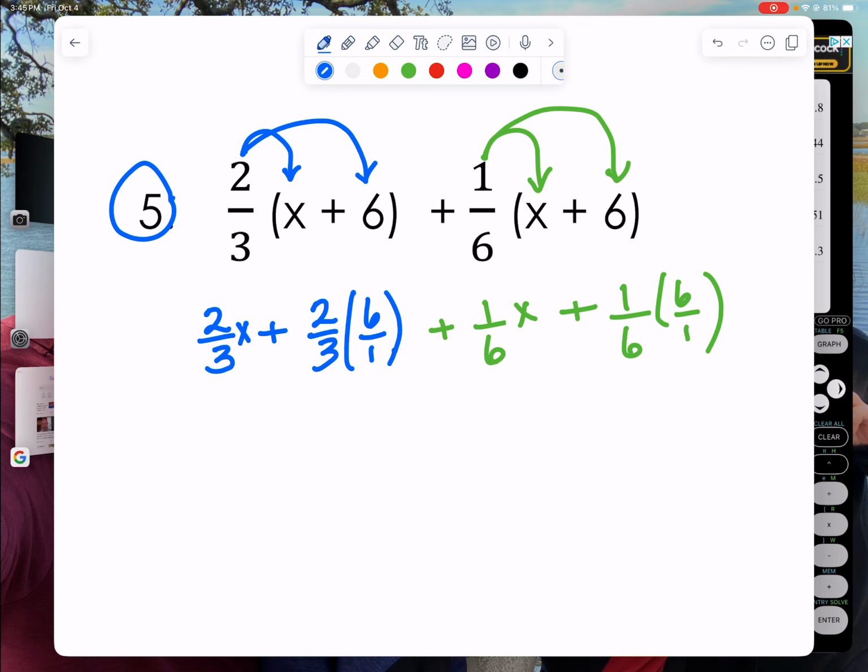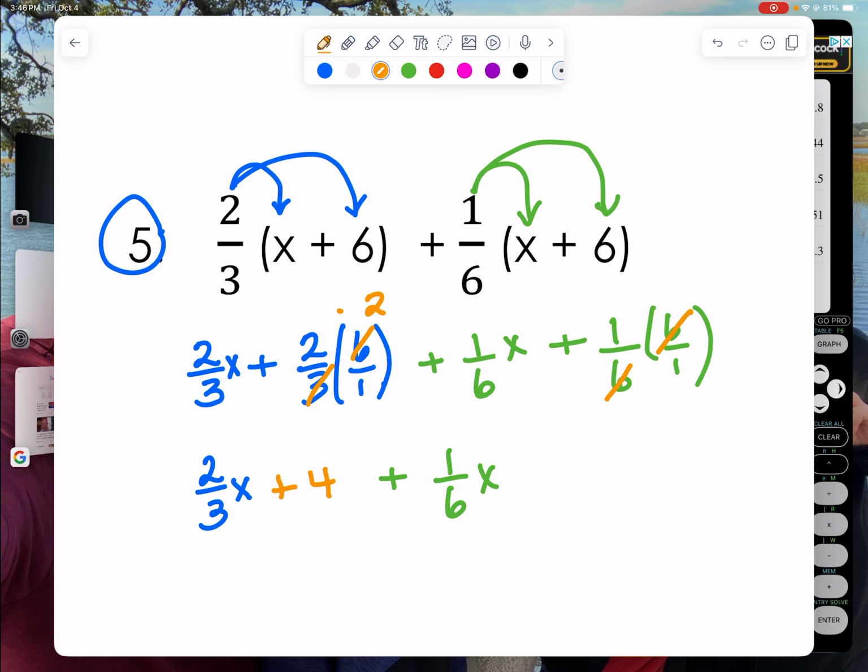Let's go back to the beginning, and I have my 2/3 x, and then I had 2/3 times 6 over 1. So notice the 3 on the bottom will divide into the 6 on the top. 3 goes into 6 2 times, so I really am just saying 2 times 2. So that will give me 2/3 x plus 4. Then let's keep on going. I've got my 1/6 x. I can't do anything to 1/6 x. And then my 1/6 times my 6 over 1. Notice those guys are also going to cancel. So all I have left is plus 1.